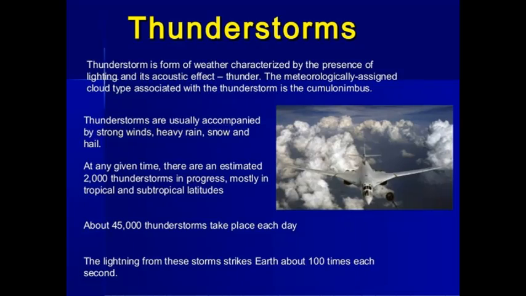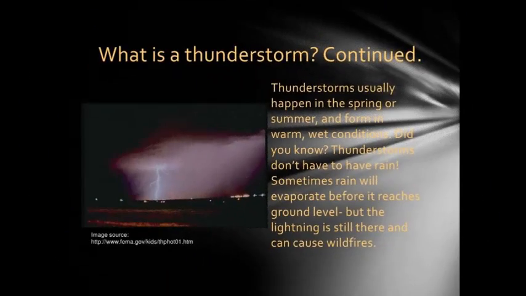Thunderstorms. A thunderstorm is a form of weather characterized by the presence of lightning and its acoustic effect, thunder. The meteorologically assigned cloud type associated with the thunderstorm is the cumulonimbus. Thunderstorms are usually accompanied by strong wind, heavy rain, snow, and hail. Thunderstorms usually happen in the spring or summer and form in warm, wet conditions.